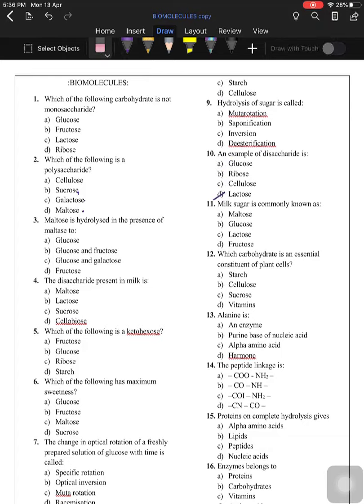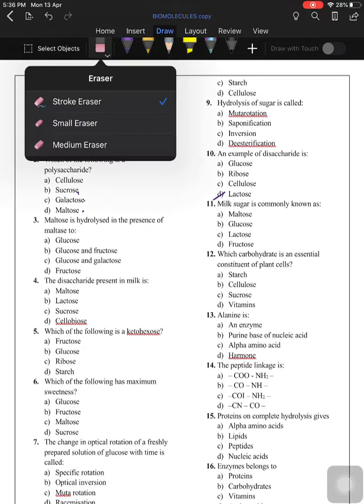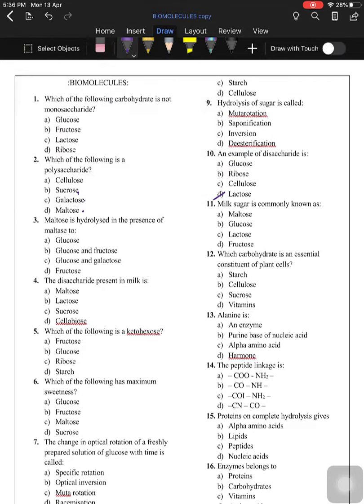Therefore with this question, 10th one, option D would have been the right one. Moving on to the next question, 11th one, milk sugar is commonly known as. The sugar present in milk, which we already solved, we call it lactose. Very easy 10th and 11th questions.